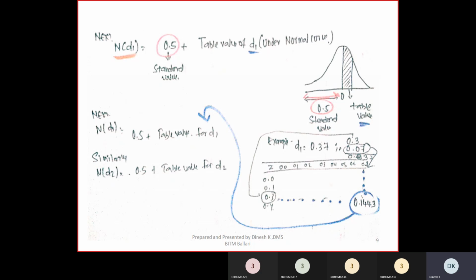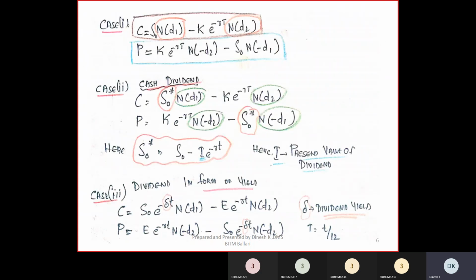This is what I have shown you, right? For N(D1), the standard value is 0.5 plus the table value 0.1443, right? The table value is going to give you the N(D1) value. Once you get the N(D1) value, substitute it in the main formula which I showed you on the first slide, right? Similarly, the N(D2) value has to be taken in the same manner and substituted. Once you substitute N(D1) and N(D2) into this main formula, you will get the price of a call option. Okay, this is the lengthy process that you need to thoroughly understand.